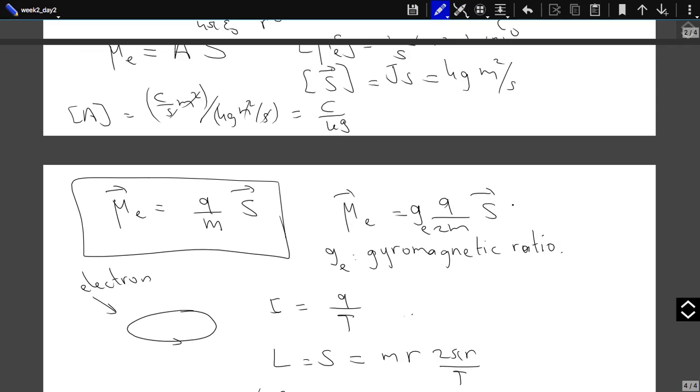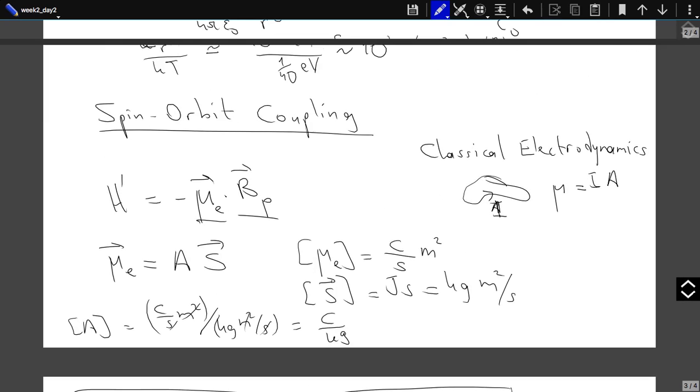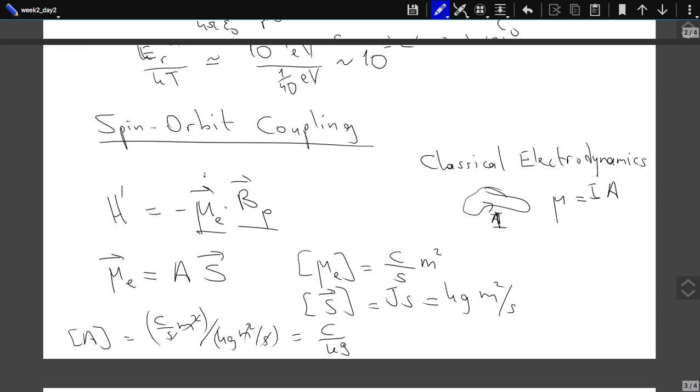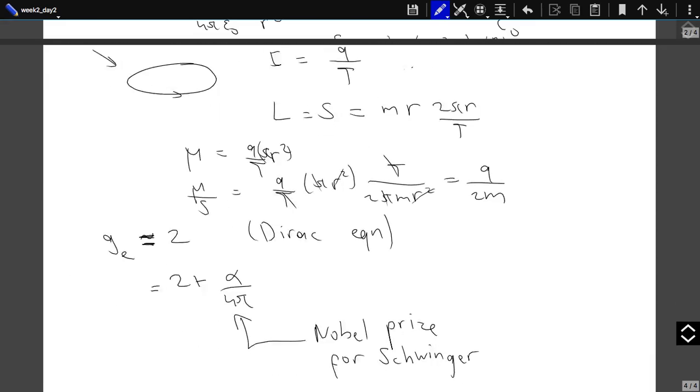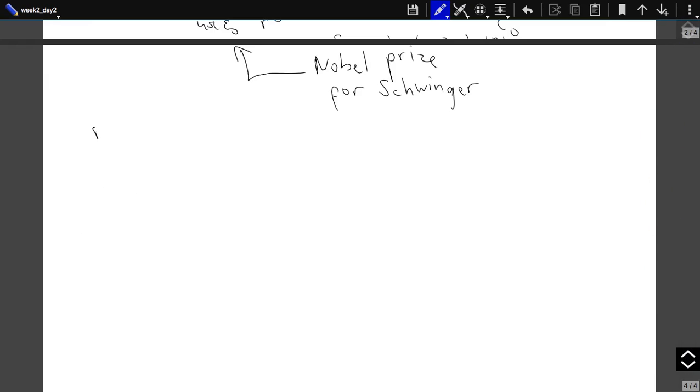Okay, so we know the magnetic dipole moment of an electron. That was the first part of our correction. So we have this one, we know. Now let's look at the magnetic field created by the proton. This is the electron. Let's just consider the reference frame of the electron.